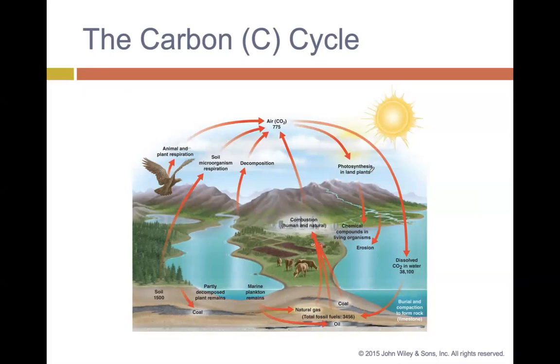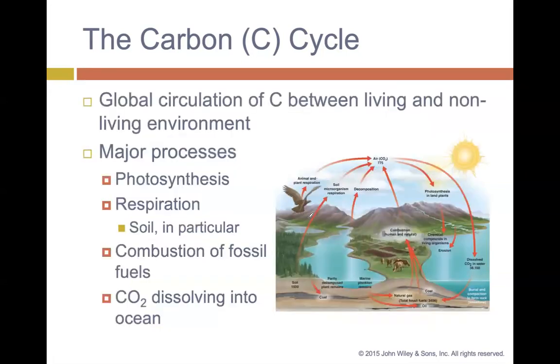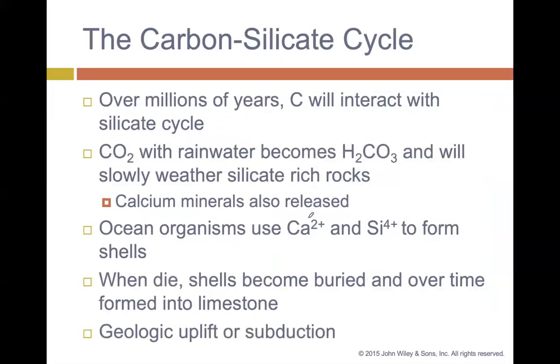Much of carbon is also dissolved in water, given off as erosions or combustion due to human and other natural uses. The global circulation of carbon between living and non-living environment is called the carbon cycle, and the major processes involved in the carbon cycle are photosynthesis, respiration, mainly in the soil, combustion of fossil fuels, and carbon dioxide dissolving into the ocean.